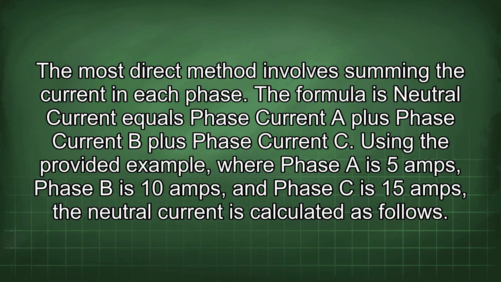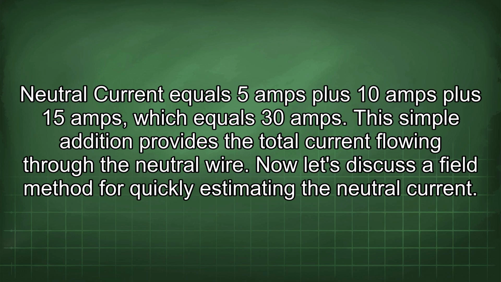The most direct method involves summing the current in each phase. The formula is neutral current equals phase current A plus phase current B plus phase current C, using the provided example, where phase A is 5 amps, phase B is 10 amps, and phase C is 15 amps. The neutral current is calculated as follows. Neutral current equals 5 amps plus 10 amps plus 15 amps, which equals 30 amps. This simple addition provides the total current flowing through the neutral wire.